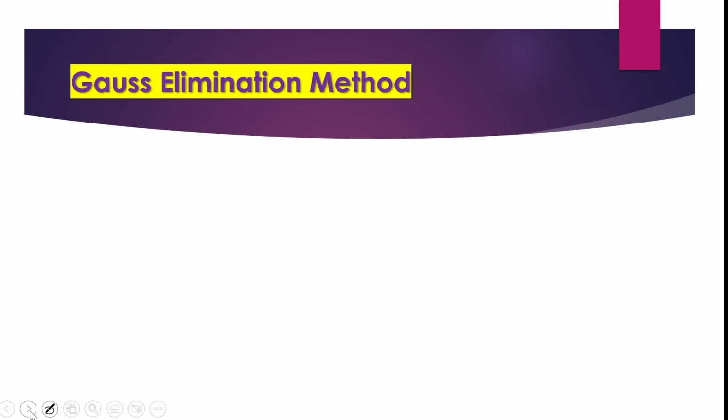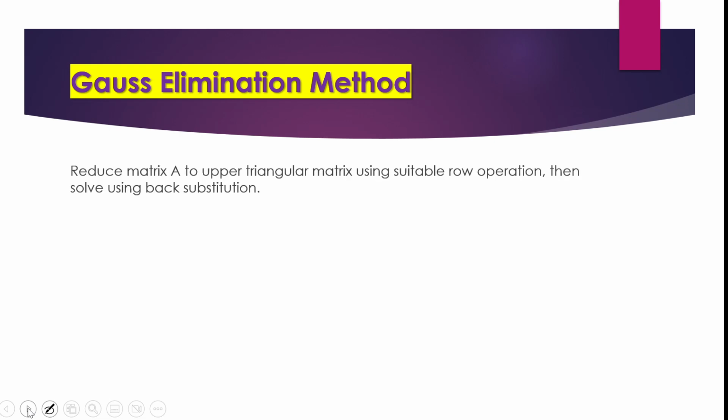So now we focus on the Gauss elimination method to solve the system of linear equations. We'll start from a 3 by 3 system. The Gauss elimination method is where we reduce matrix A to an upper triangular matrix using suitable row operations. Then you can solve back for x using the back substitution technique.